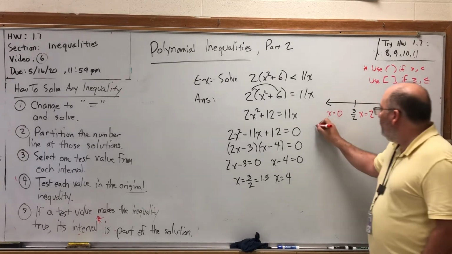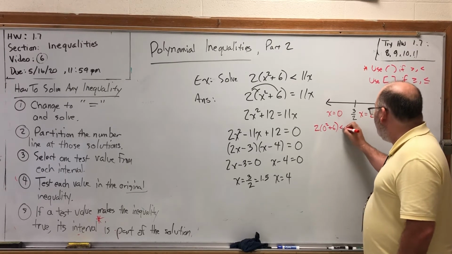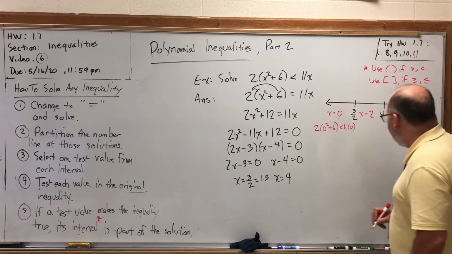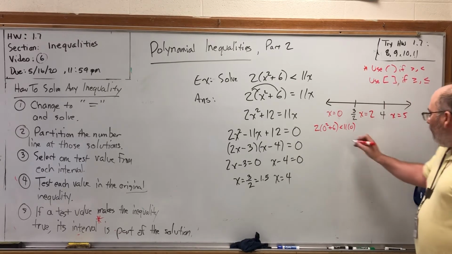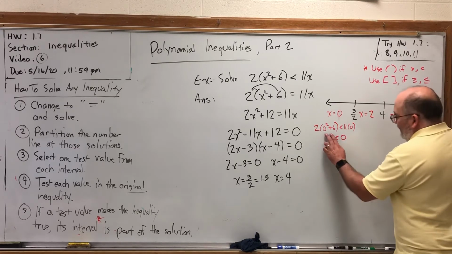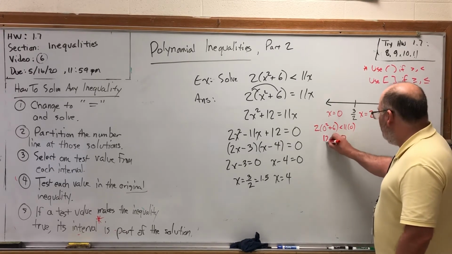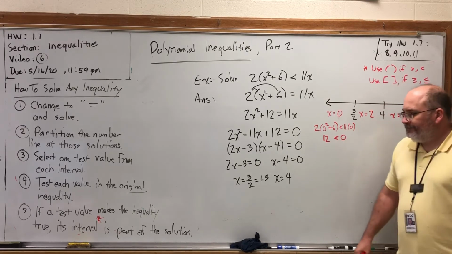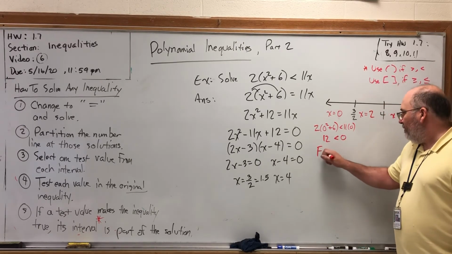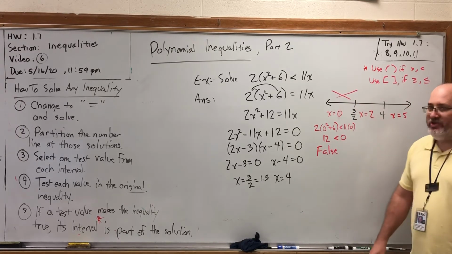Let's start with the 0. 2 times (0 squared plus 6) is less than 11 times 0. Well, the right side of this is just 0. The left side in the parentheses is equal to 6. 2 times 6 is 12. 12 is less than 0? No, it's not. That's false. That means we do not want the interval that the 0 came from.